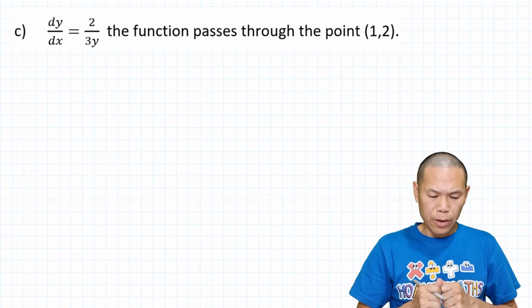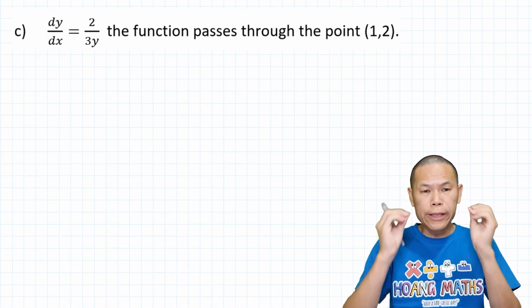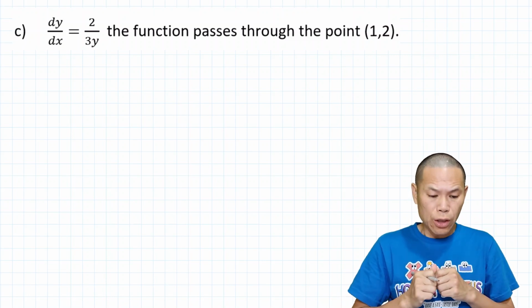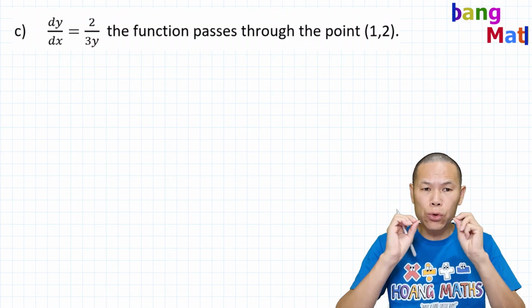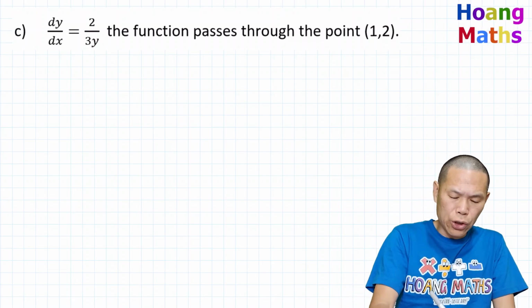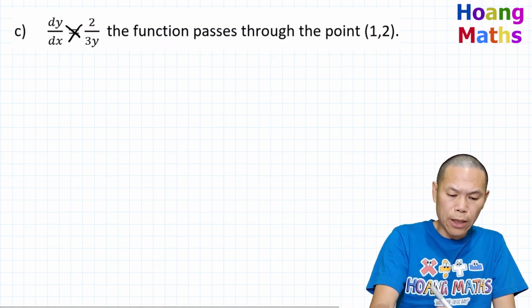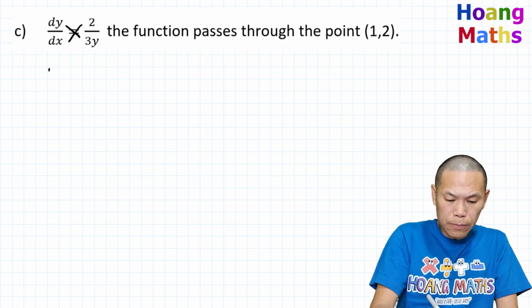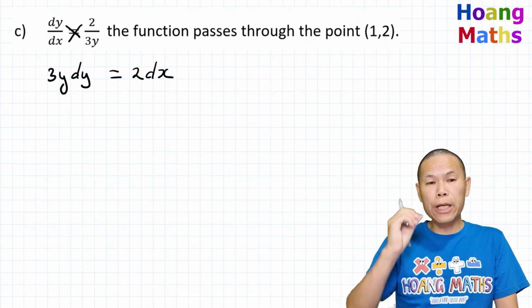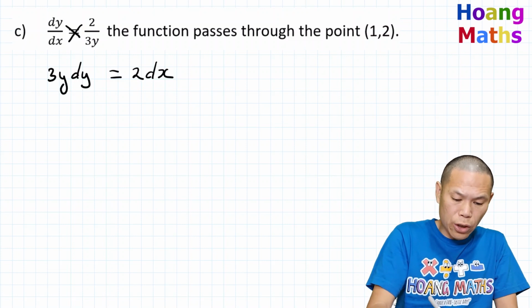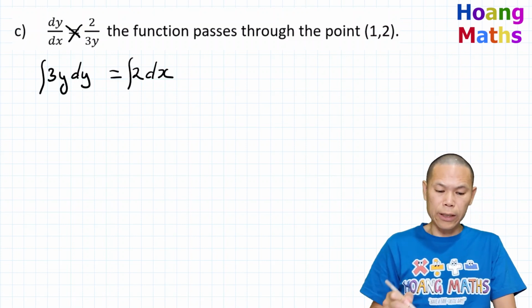Part C. Again, we just need to separate the y functions with dy. In other words, in this case, I just do cross multiply, like this. That will give me 3y dy is 2 dx. Now I just integrate both sides.